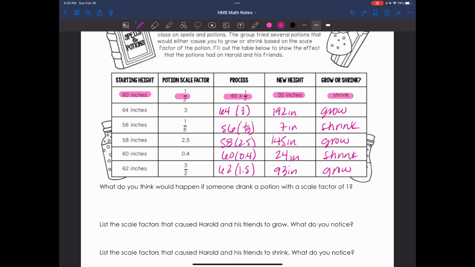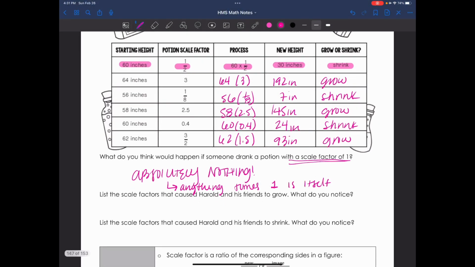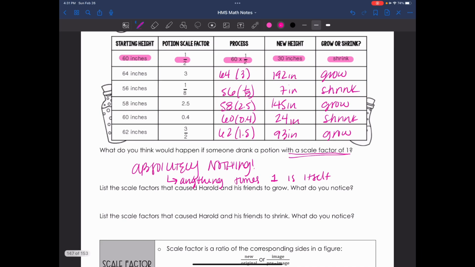All right, what do you think would happen if someone drank a potion with a scale factor of 1? Well, I'm thinking absolutely nothing. All right, so let's look at scale factors that cause Harold and his friends to grow. Well, that was a scale factor of 3, 2.5, and 1.5, which all of these scale factors, all these guys, are greater than 1.